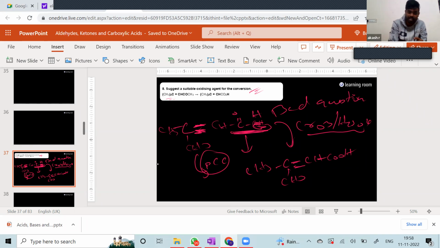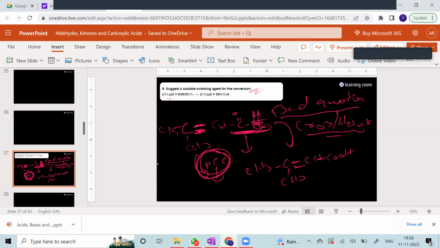Pyridinium chlorochromate will just oxidize your aldehydes to acid, and it will not touch your C double bond. See, but this is a weak oxidizing agent. That's the point. That's why I didn't say this here, right? But if this was an aldehyde, the better answer would have been PCC. This is a bad question. Okay, don't worry about this. But if this was an aldehyde, you would have gone for PCC, pyridinium chlorochromate.